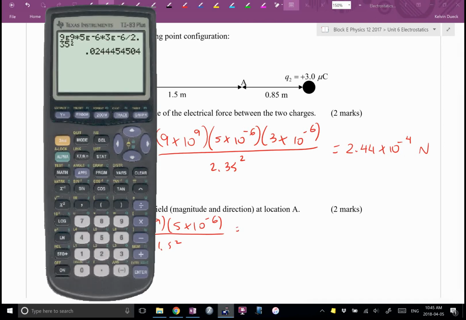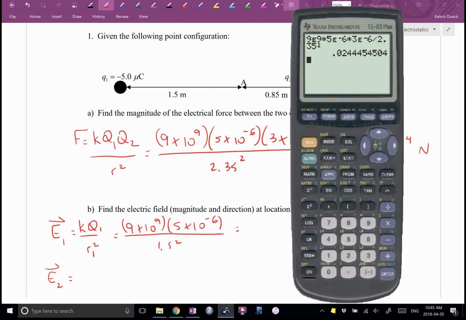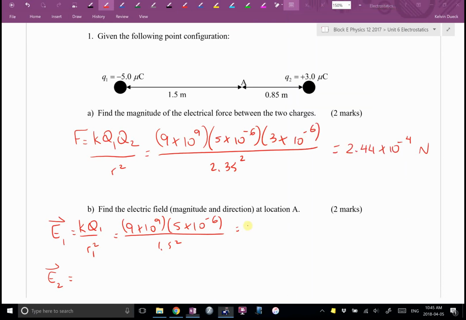This might work out evenly. In fact, I think it will. Is it going to be 30,000? Hang on, let me double check. First of all, let's try this again. 9 times 10 to the 9th, 5 microcoulombs divided by 1.5 squared. The 5 will cancel. One of the 3's will cancel. Isn't it 20,000? Is that right? Yes. Yeah. 20,000. Yes. Okay. Wow. Brain. Squared. I was doing, yeah. Anyways, units, newtons per coulomb.